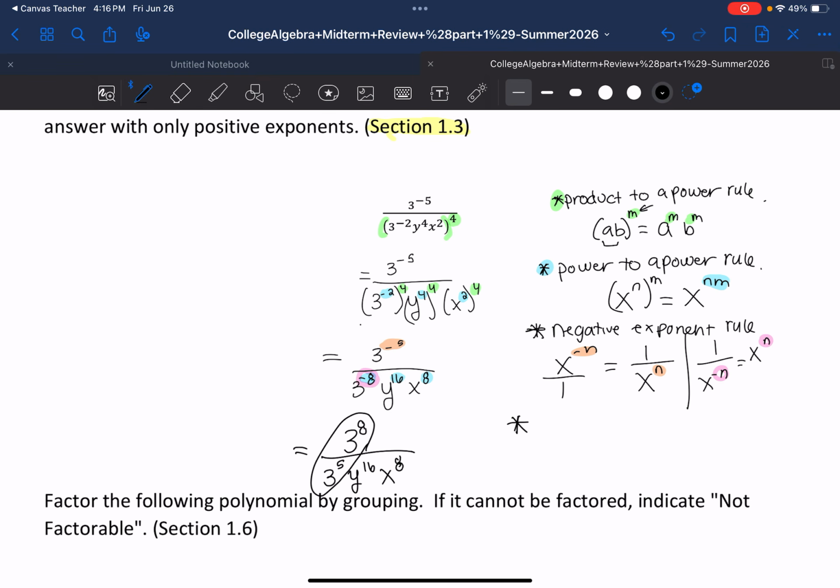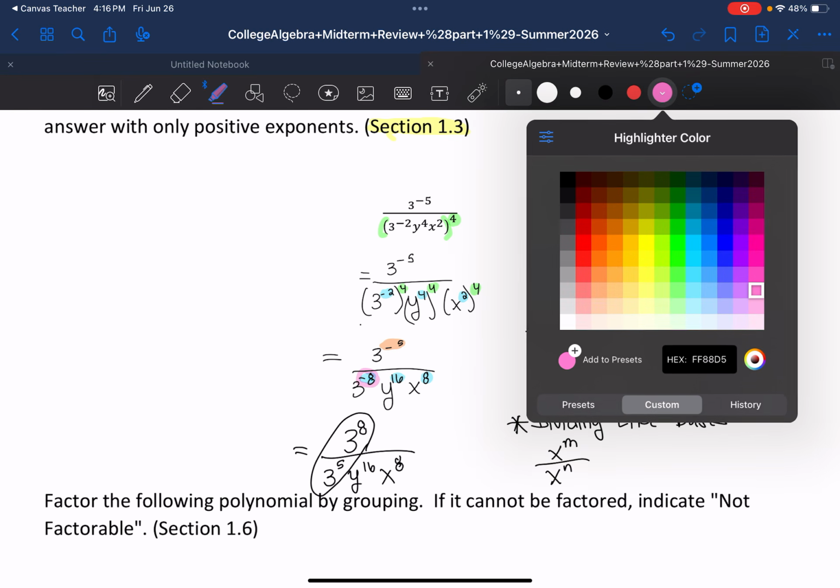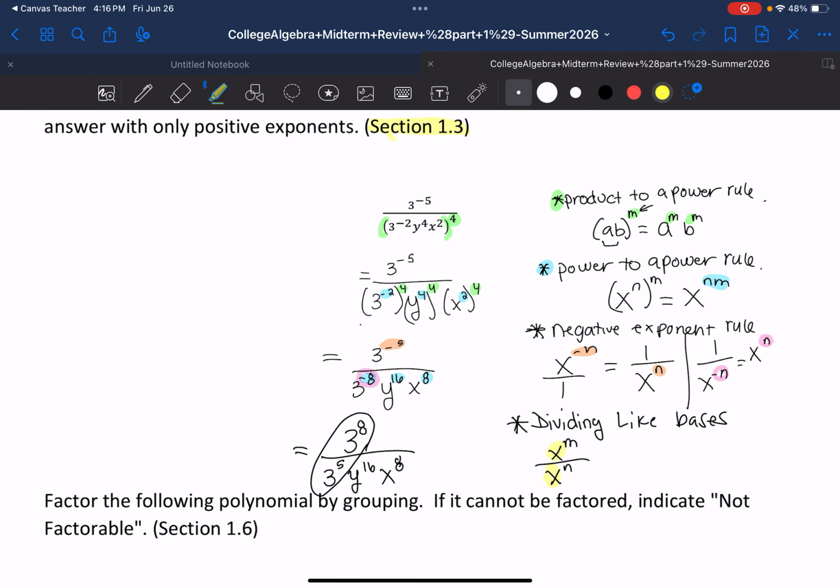So that is the dividing by like bases rule. And that rule says that if I have x to the m over x to the n, so both of these bases are the same, like those 3's are, then I keep the base and I take the exponent on top, and I subtract the exponent on the bottom. So that would be equal to x to the m minus n power.